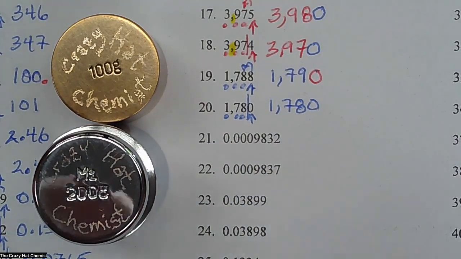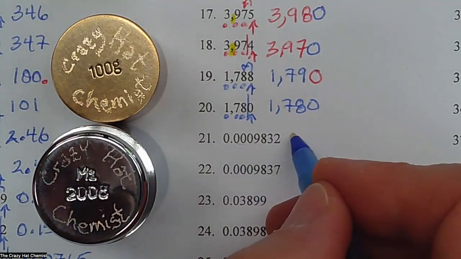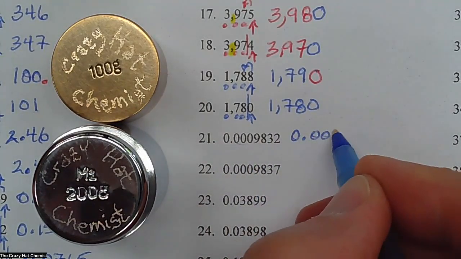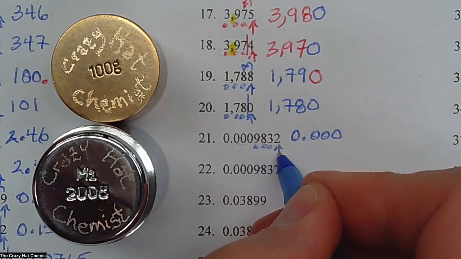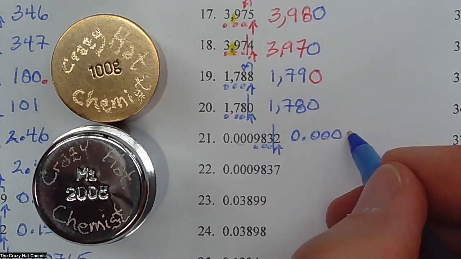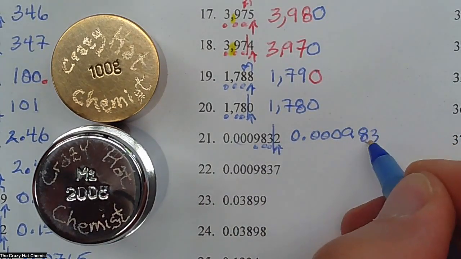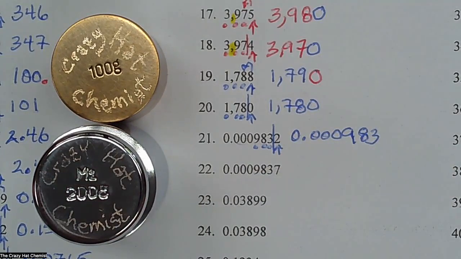Not too bad. Remember, the leading zeros don't count, but they're important for placeholders. You can actually just rewrite them. And then we've got 1, 2, 3 significant figures. I'm rounding with the 2. Chop or truncate the number. That's 9, 8, and a 3. That's a simple way to deal with those leading zeros.